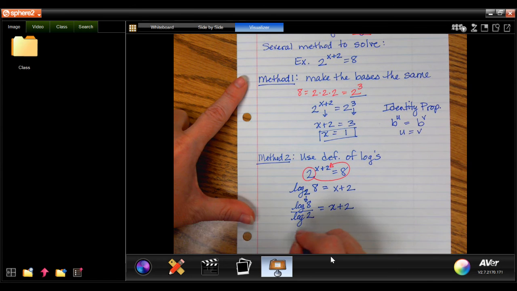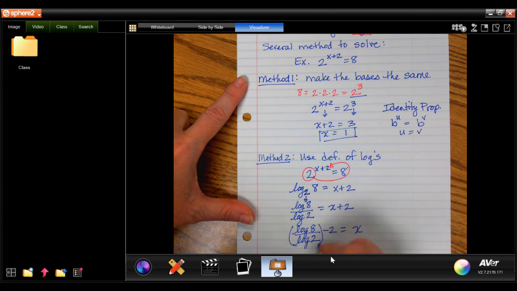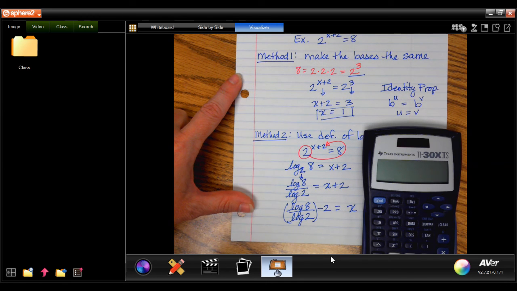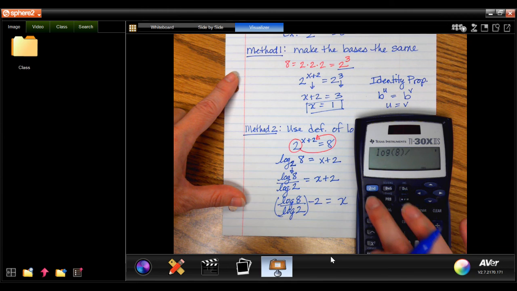And then I would go, all right, how do I solve this? I don't like to put it in the calculator yet. I would subtract 2 to the other side, and then all I have to do is plug it into the calculator. If you have a calculator that allows you to put in the base, then great. But if you don't, this is how you would do it. You would have log base 8 divided by log base 2, and then subtract 2. This one allows you not to have to put in that extra parenthesis. I get 1.